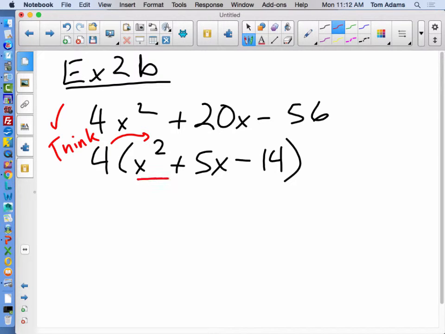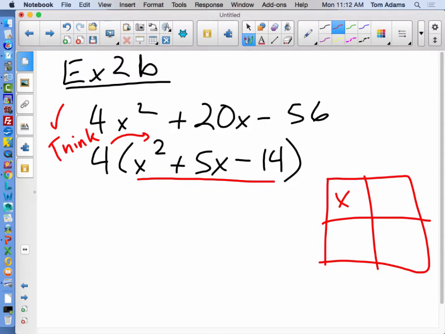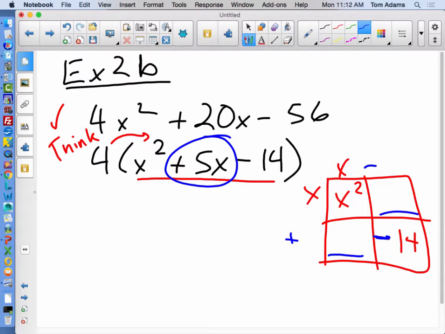Now we're going to factor this stuff. So I'm going to draw my little grid over here. And I'm going to say x squared and minus 14. Well, this is x times x. Now remember, because this is a negative sign, one of these has to be positive, one of them has to be negative. Because I'm going to multiply a product, they have to be different signs in order for the product to be negative. But whatever those numbers are, they have to add up to equal 5.